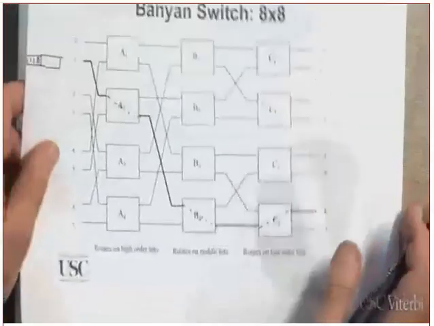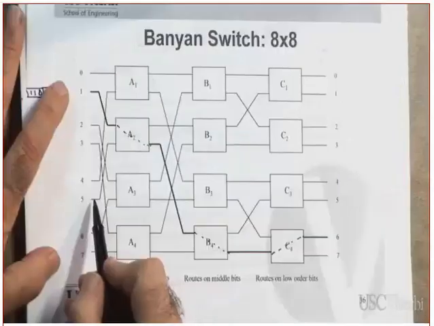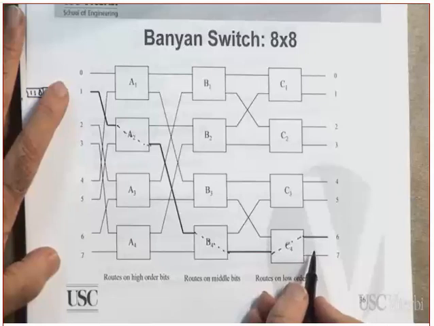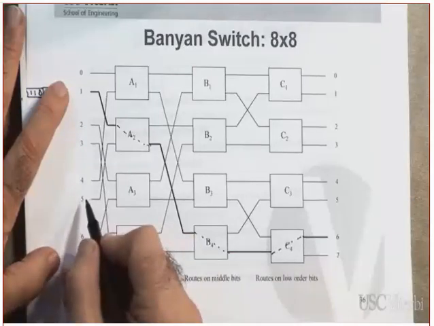There will be a conflict because, and I am emphasizing one thing, even though the ultimate destinations are not the same output port, we could have internal competition within the fabric itself. So these types of switches, the Banyan switches or the Delta switches or the Omega switches, are blocking switches. Clear? Are blocking switches.